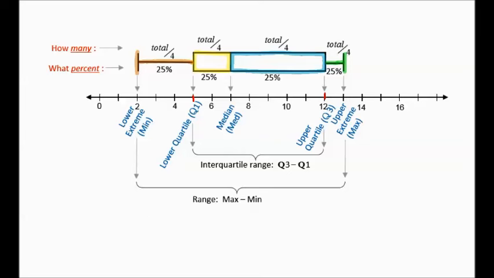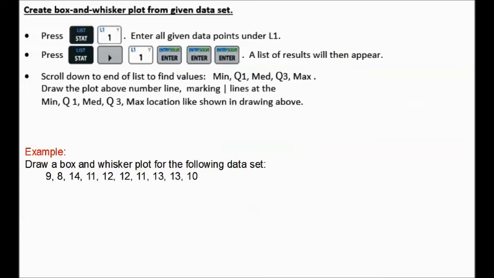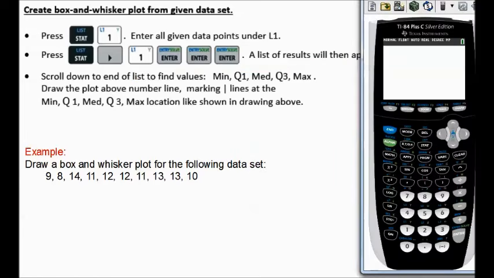Let's move on to an example. First, let's review how to create a box and whisker plot if a data set, like for example this one, is given. It's the same steps for stat that we did in the first review video.